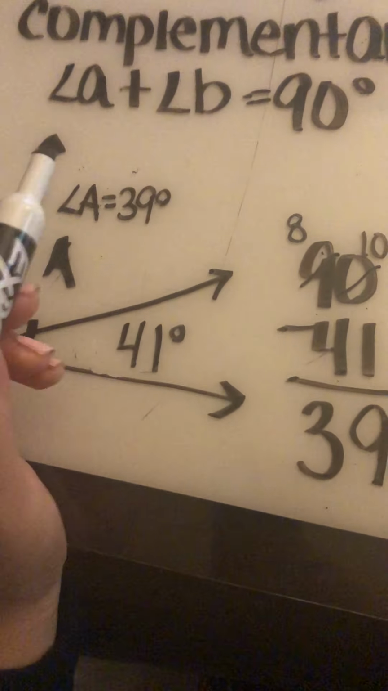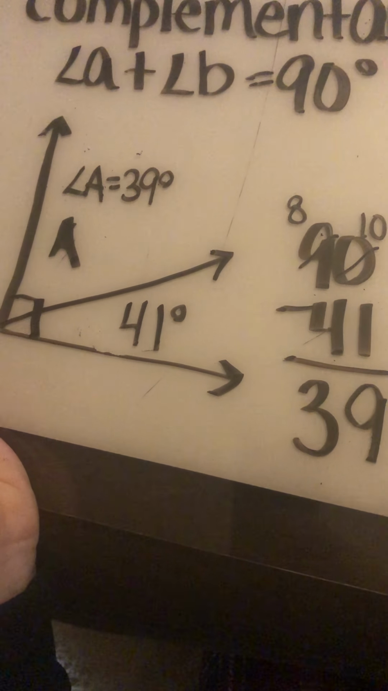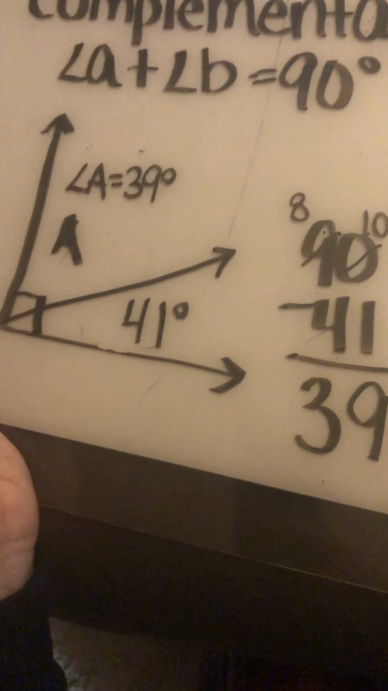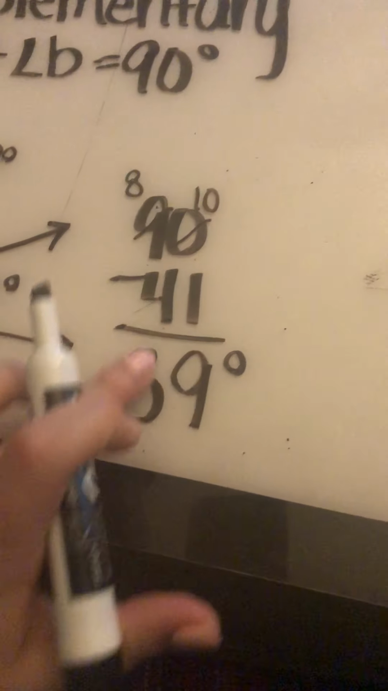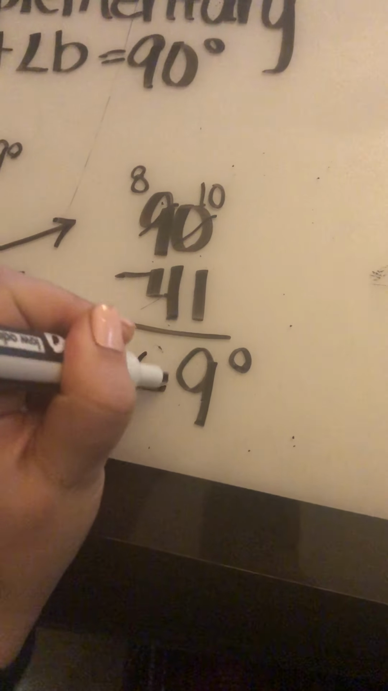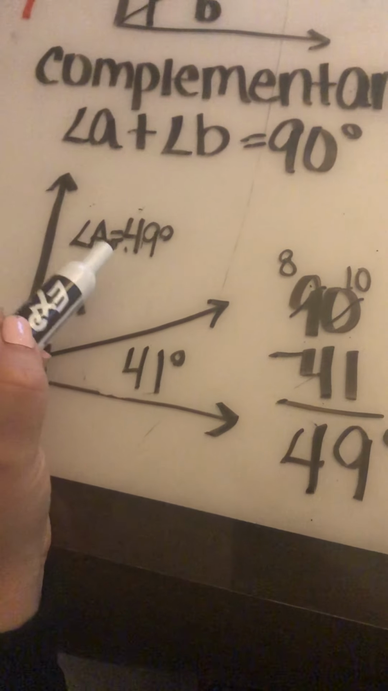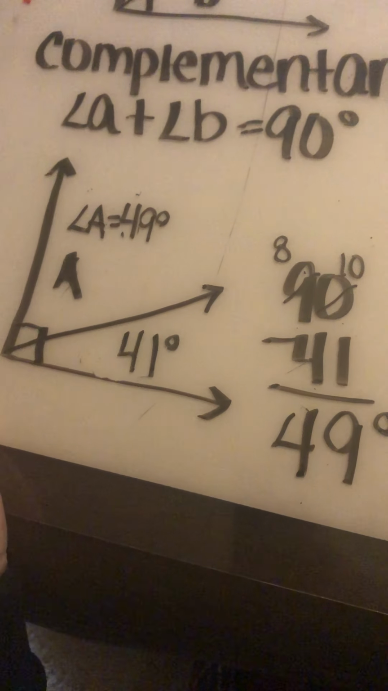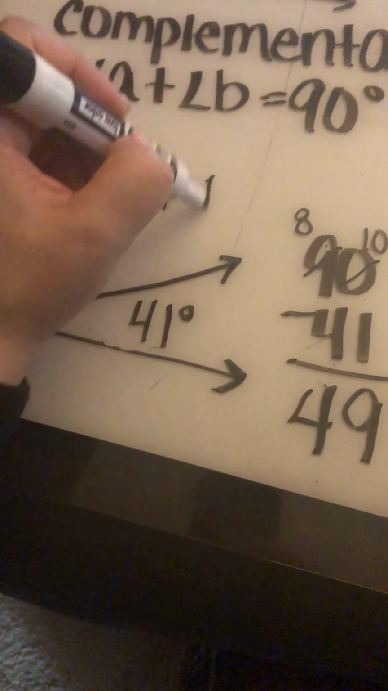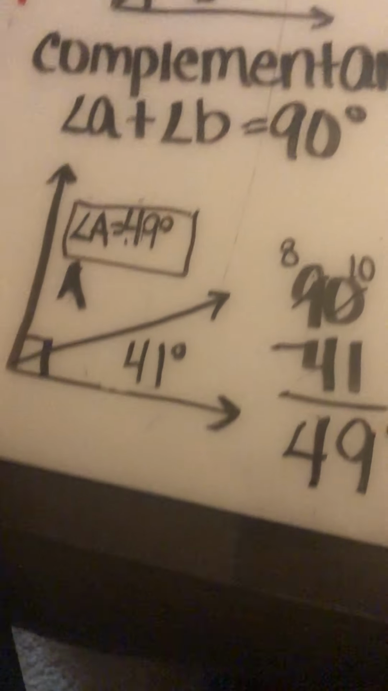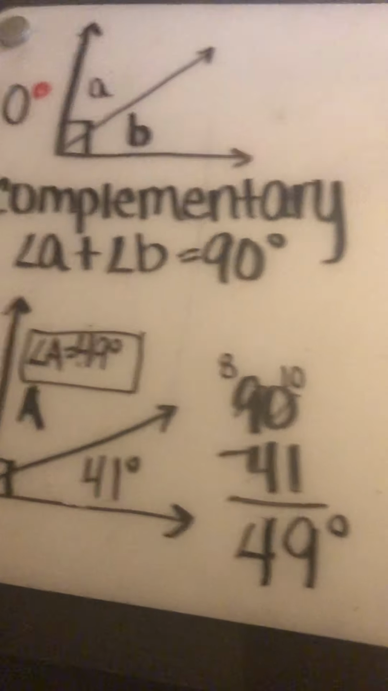And how could I check that? I would just make sure, does 39 plus 41 add to, oh, it doesn't. Look, I just caught my mistake. This should be 49. That's why you should always check. Okay, there we go. That looks better. 49 plus 41 equals 90, so my answer of 49 degrees is correct. Okay, so that's what you do for complementary.